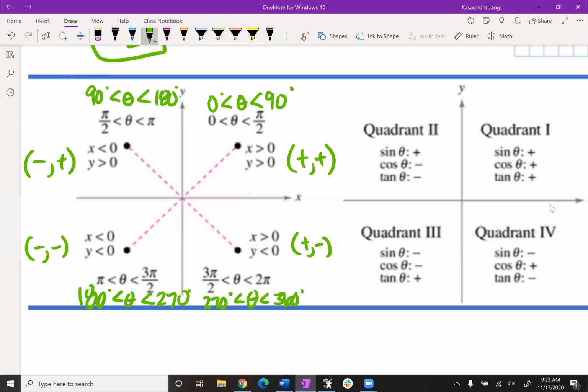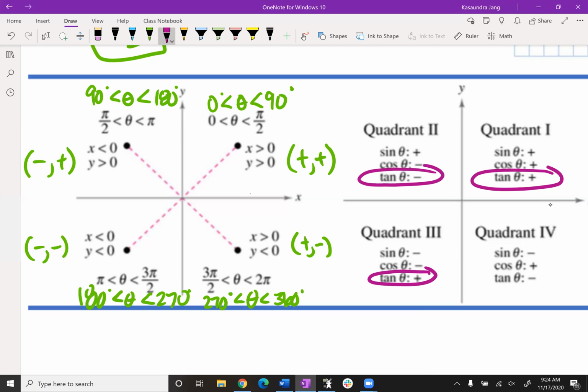So basically all this last one adds is what happens with tangent. I knew that my sine and my cosine, like my x's and y's, are both negative in the third quadrant. But since tangent is sine over cosine, it's like a negative over a negative. So I end up with a positive tangent in that quadrant. This is just your tangent information right here.